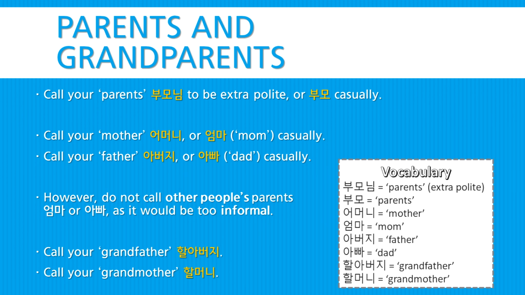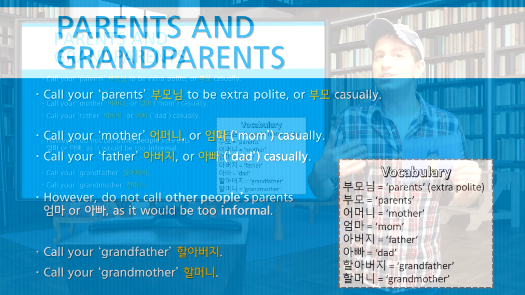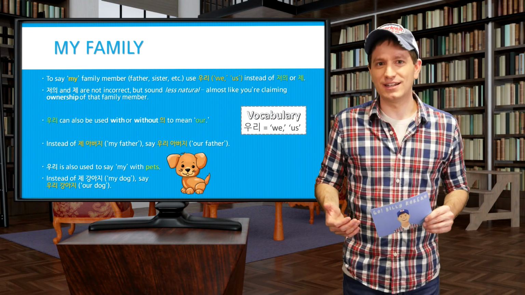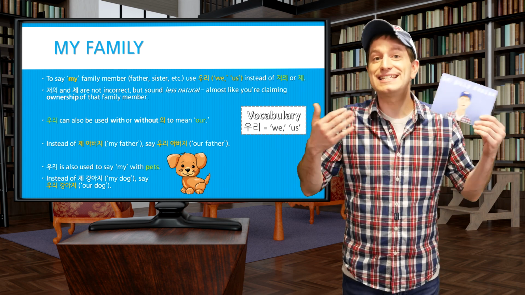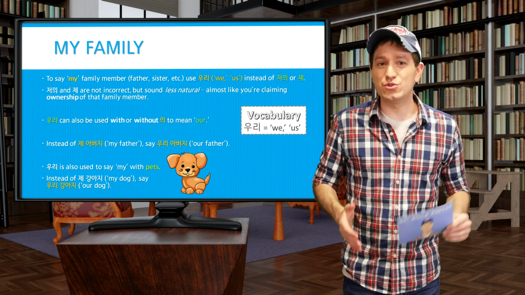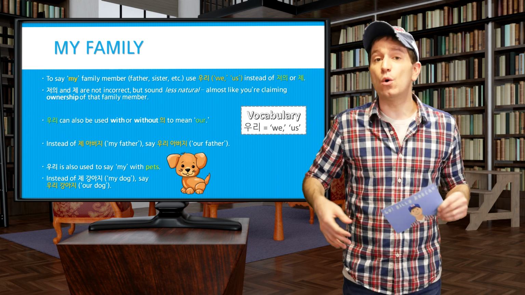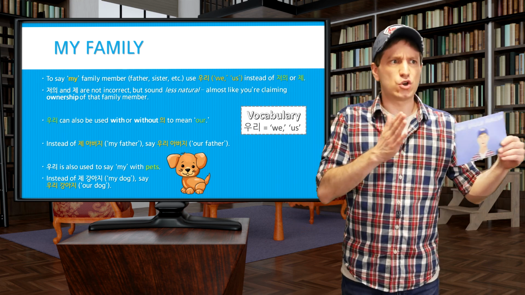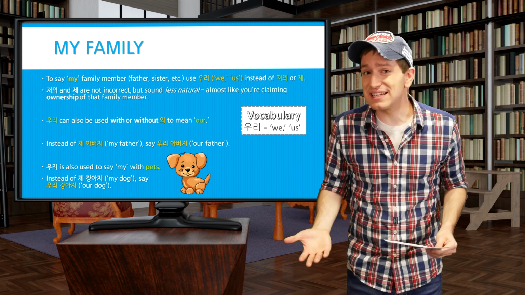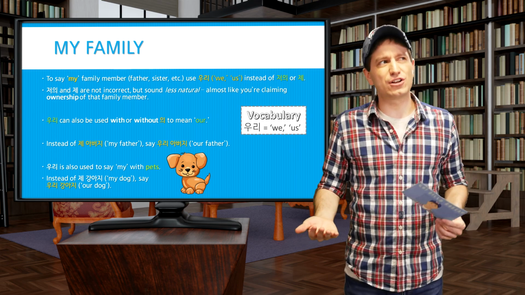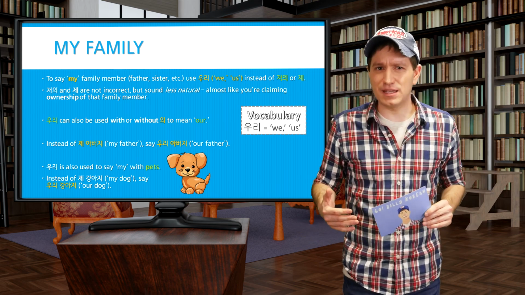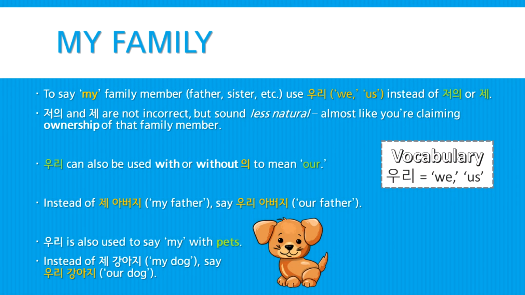Next, let's talk about how to say my when you're talking about a family member. So to say my family member, such as my sister, my dad, you'll actually want to use 우리, which means we or our. Now saying 저의 is not incorrect, but it does almost sound like you're claiming ownership of that family member, and it can be a bit awkward.